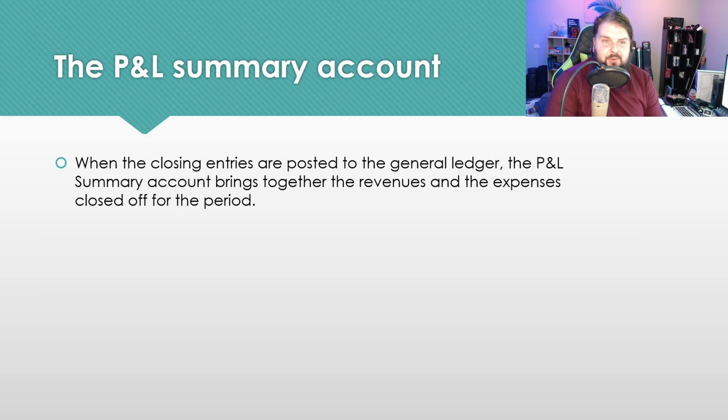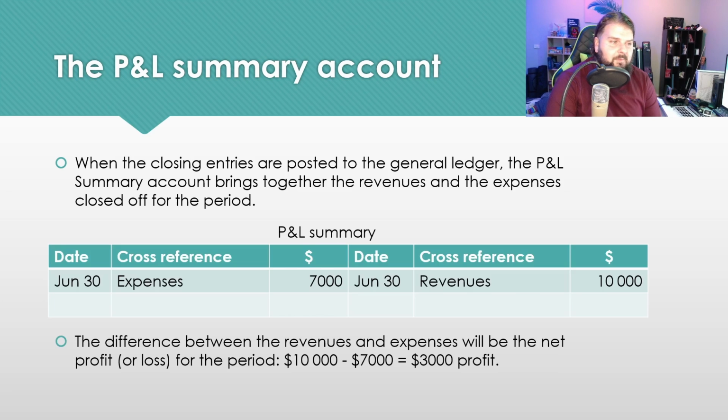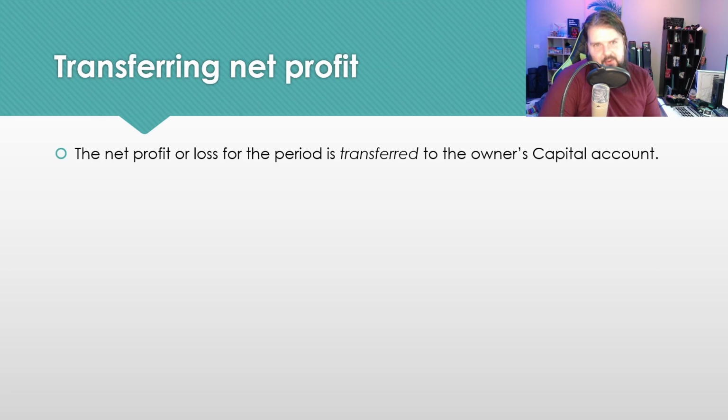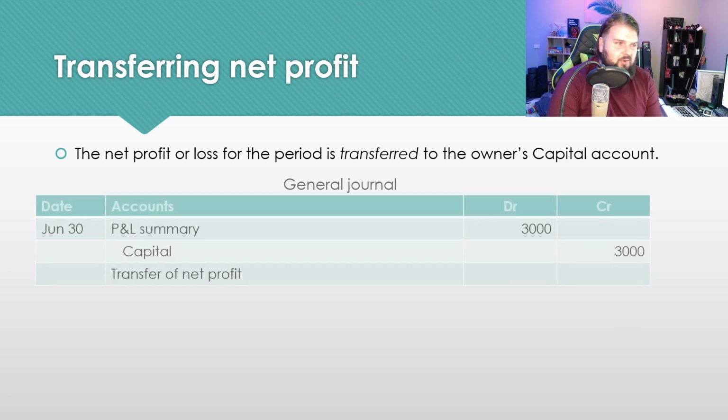Now, looking at the profit and loss account itself, if we were to take the amounts of money that we had before, it would look like this. We've got revenues of $10,000 and expenses of $7,000. The difference here is $3,000, and to make this balance, we're going to have to add a $3,000 entry on the debit side. This is the process of transferring a net profit, and it's transferred directly to capital because it goes to the owner. So it looks like this.